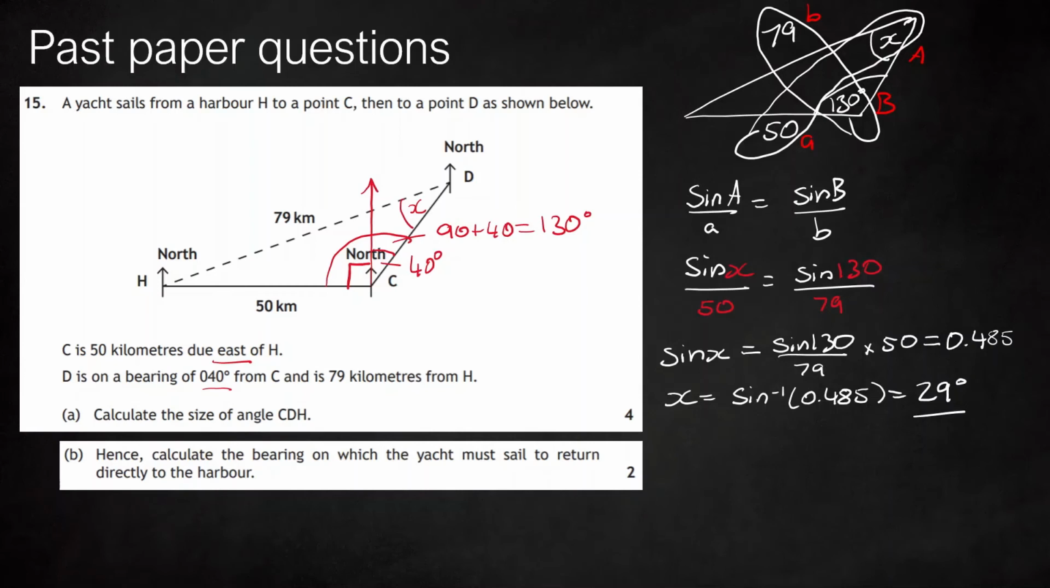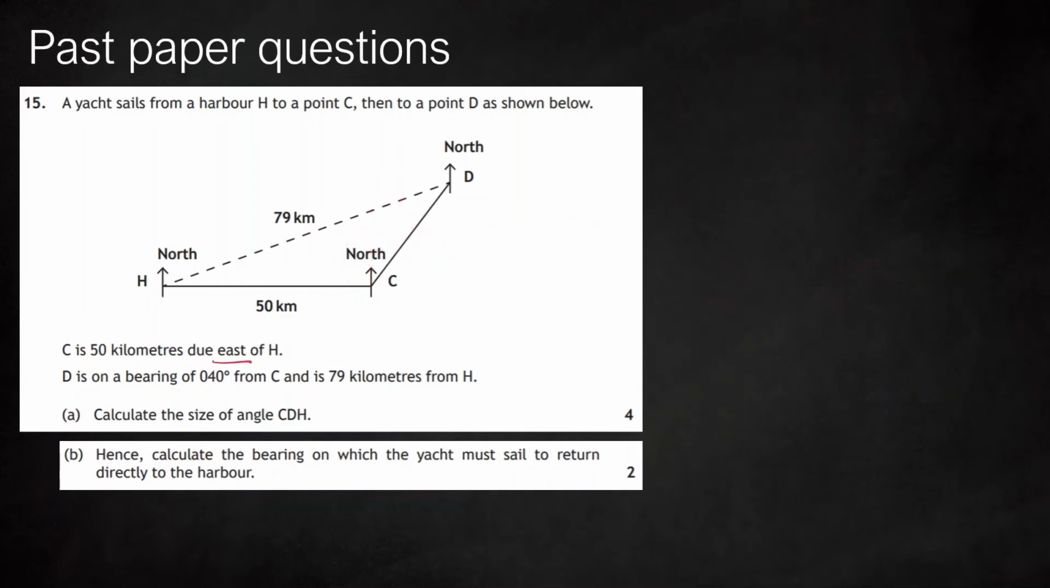Well, it says at the start of the question that it ends at point D. So we want the bearing from D to H. So I'm going to wipe this away so we can get a bit more clear picture of what's going on. And we want the bearing from D to H. So then we go all the way around from north clockwise round to the dotted line there. And this is the angle we want.